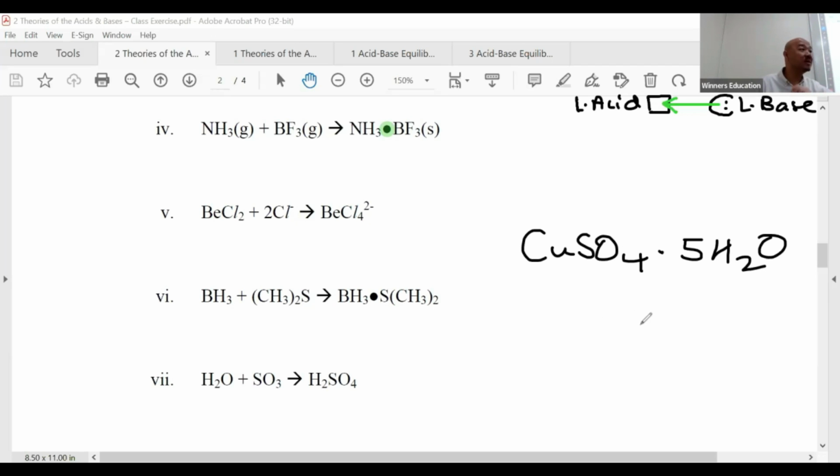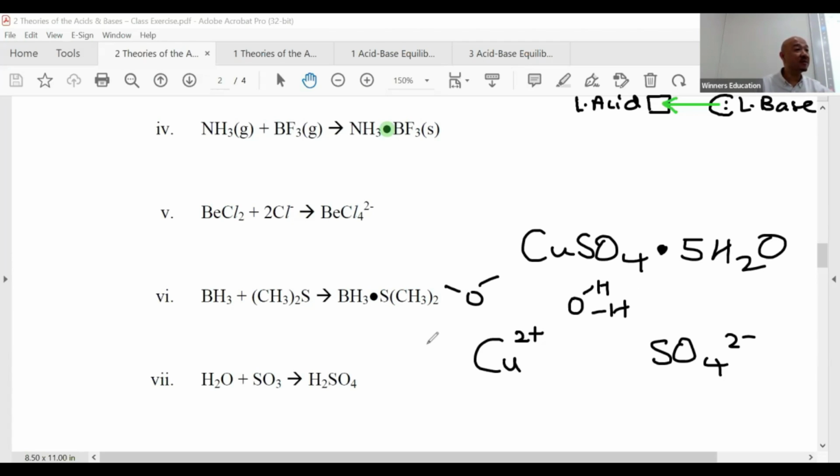Okay? There's some school that went in. I don't know why your school went in. They must be very smart, their students. All right? Copper 2 plus, SO4 2 minus. Where was this dative bonding? It means there are 5 water molecules. Can I not draw 5? There are lone pairs of electrons, and what happened? Copper 2 plus has a lot of empty orbitals. This is how your hydrated salt is formed.